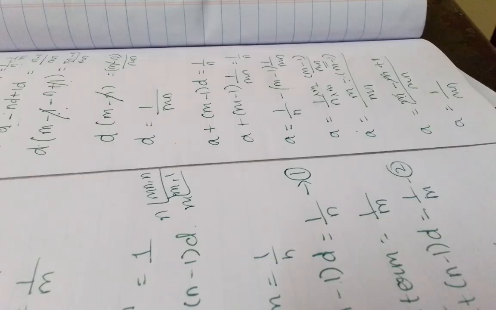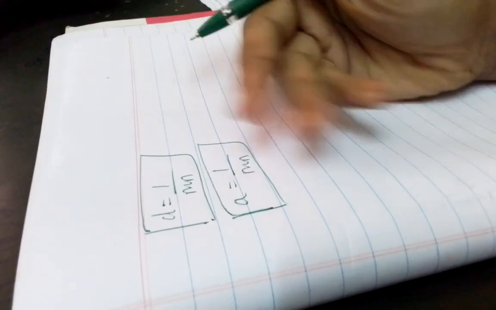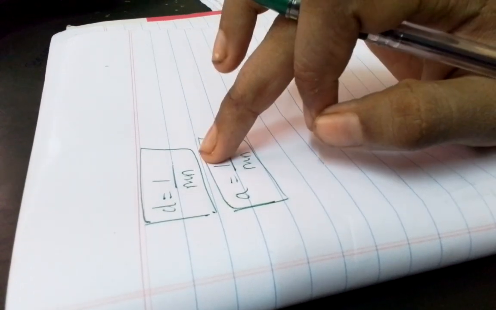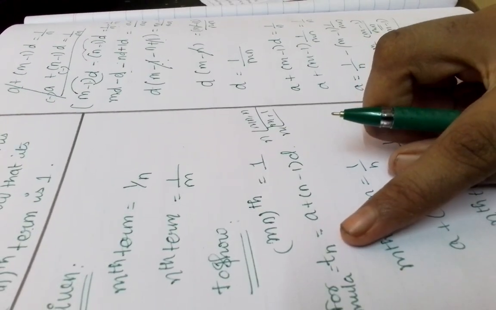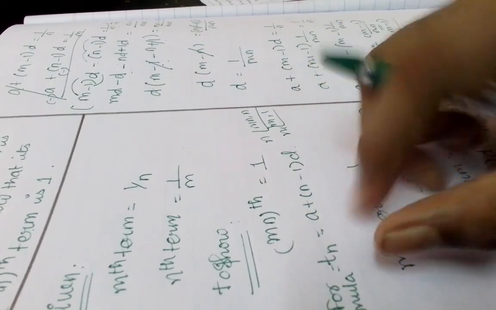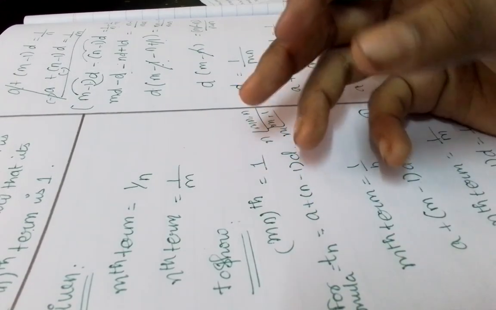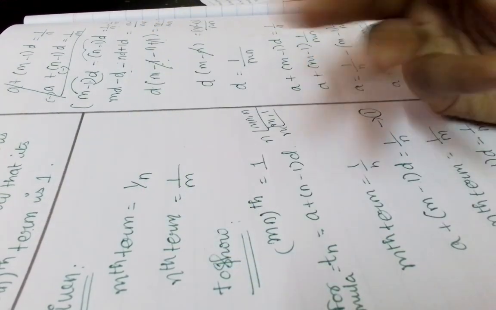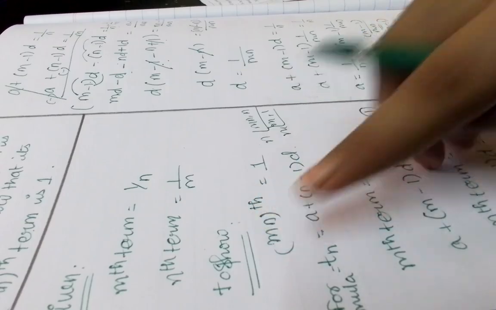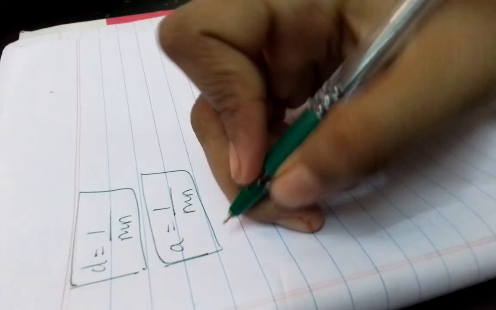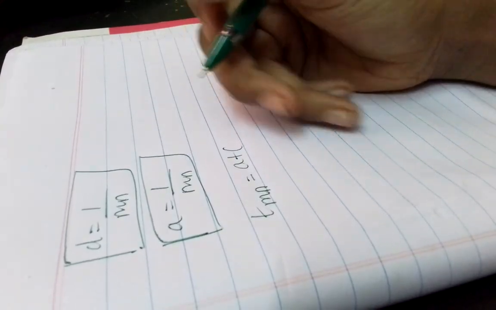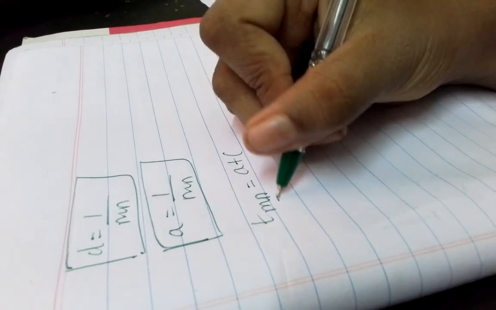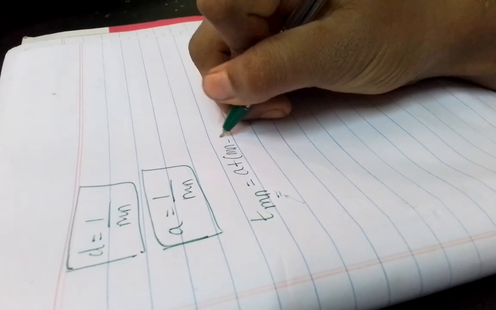We got that, right? So now children, due to the calculations, we have got these things: d is equal to 1 by mn and a is equal to 1 by mn. Both values are the same. What I said basically in the first itself, I normally said that if you have to find any particular term, you have to use this formula. Since we have the value of a and d, we are going to find the value of the mnth term. So the mnth term is equal to a plus (n minus 1) into d, like that we have got. Now in the place of that, it is (mn minus 1) into d.